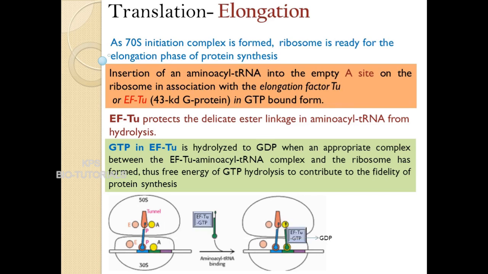When the amino acid tRNA enters the A site, hydrogen bonding will be formed between the anticodon on the tRNA and the codon on the mRNA. So the codon at the A site will be complementary to the anticodon on the tRNA. If this codon-anticodon interaction is suitable and appropriate, the GTP bound to EF-Tu will be hydrolyzed.